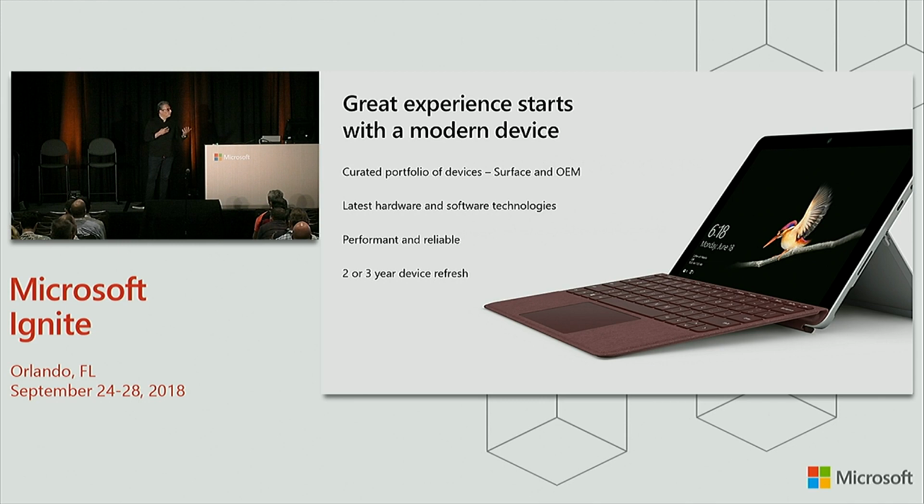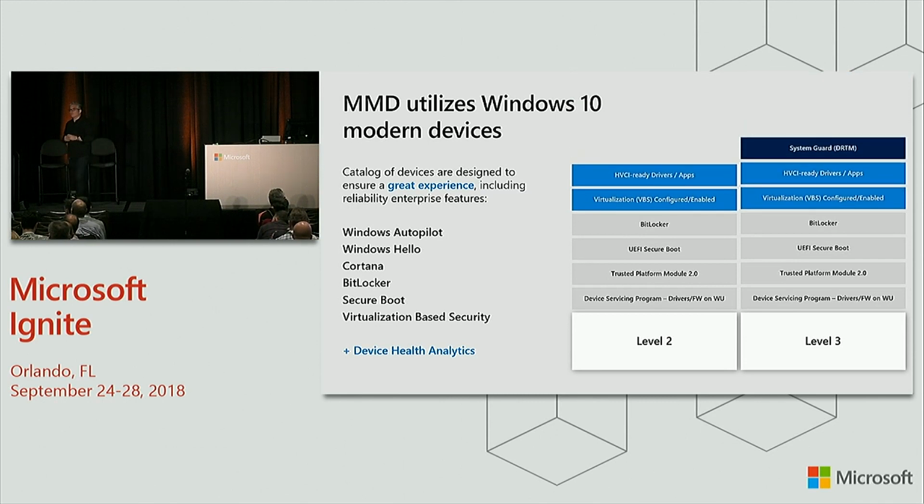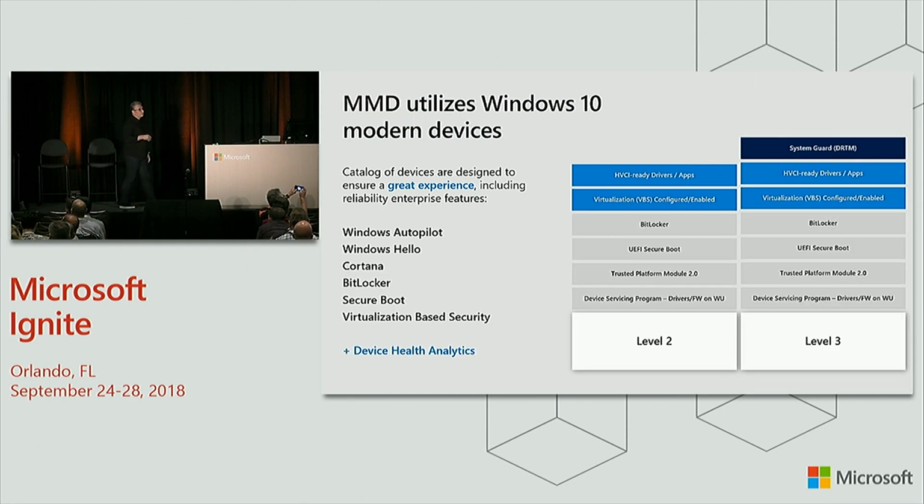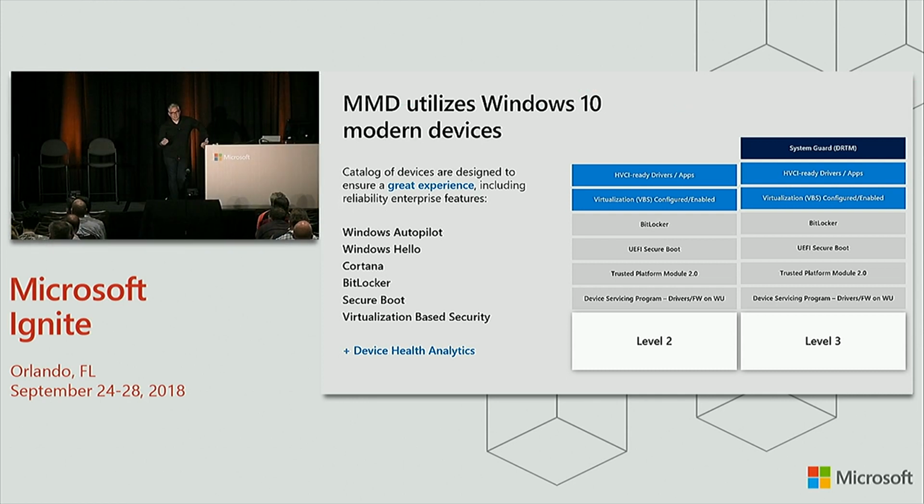And obviously, we look for things like performant and reliable, and let's go into some of those features that we look for. So for MMD devices, we look for the M365 device specs. I think that's what we call them nowadays. And we're looking for a level 2 or level 3 kind of capability on the device. There's a bunch of reasons why. A lot of them are listed on the left-hand side of this slide.